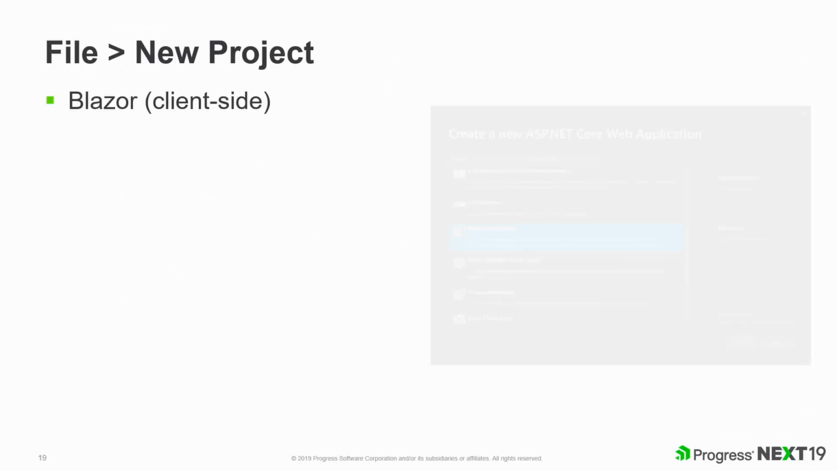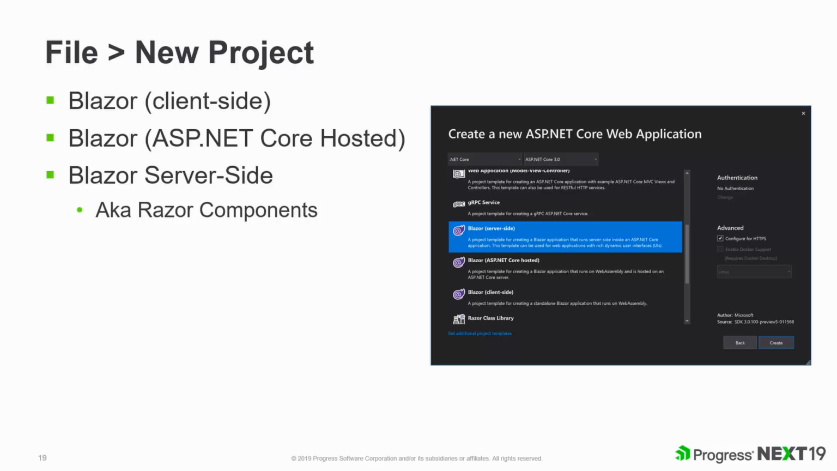Now within File New Project, what this looks like is you have the ability to do Blazor client-side, Blazor ASP.NET Core hosted, or Blazor server-side. I put AKA Razor Components here because Razor Components has been the name for a while. However, what's a Razor component? What's Razor syntax? What's a Razor page?